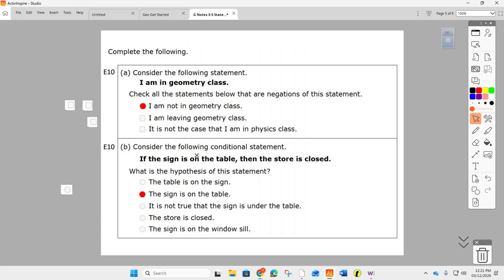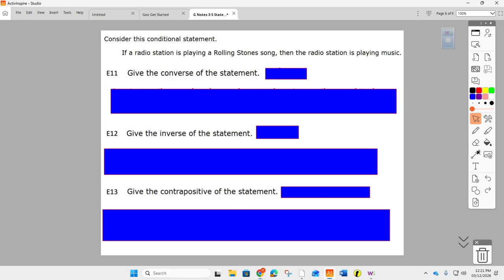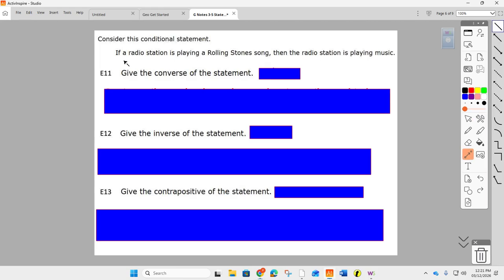So if-then: the phrase that comes after the "if" is the hypothesis. Okay. So now we're going to write a converse, an inverse, and a contrapositive of a conditional statement that they give us, right? So this first part is our hypothesis: the radio station is playing a Rolling Stones song, and the conclusion is the radio station is playing music.